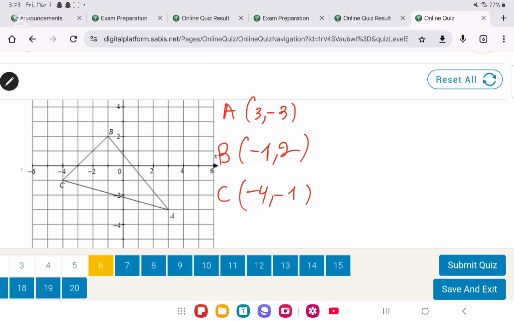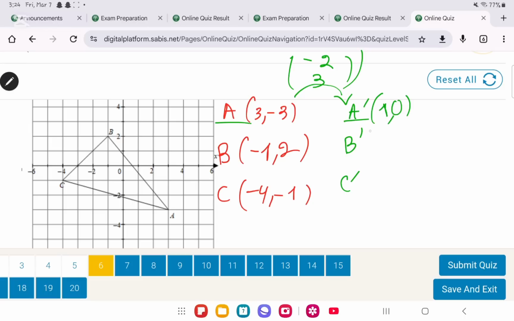Now, the first thing they said above is a translation using the vector minus 2, 3. So that means it will go from A to A prime, from B to B prime, and from C to C prime, using the translation method. A is the initial point, this over here is our vector, and A prime is the final point. So it's 3 plus minus 2, which gives us 1, and then minus 3 plus 3, which gives us 0.